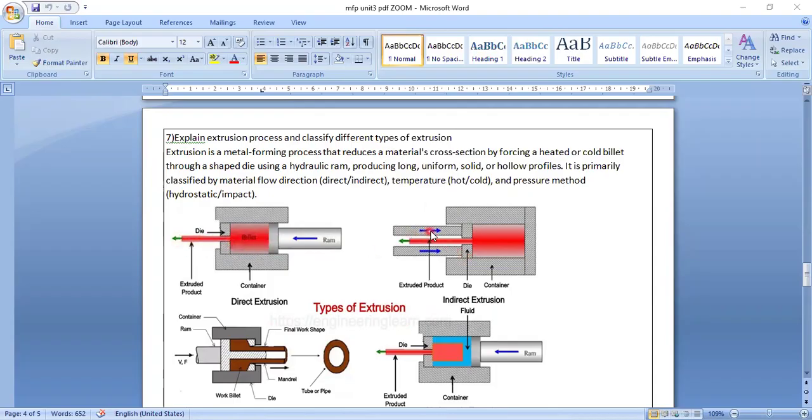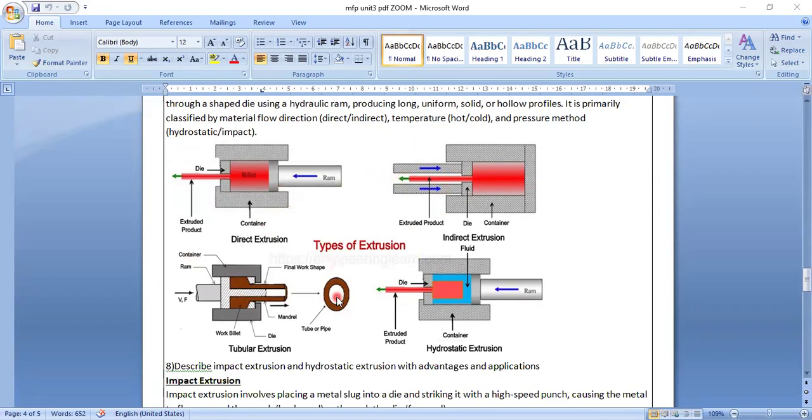So here you can see, this is an indirect. You are putting a force or a ram force on this metal. This metal is going to the end, again coming out from the center point. So this is indirect. We are applying force to this material, going to the end, again coming from this middle one. This is the indirect type of extrusion process. So these are the different types of this one.